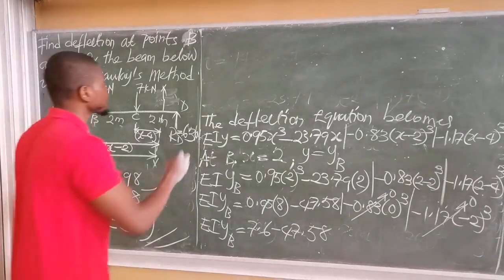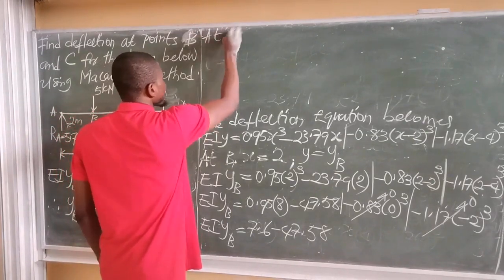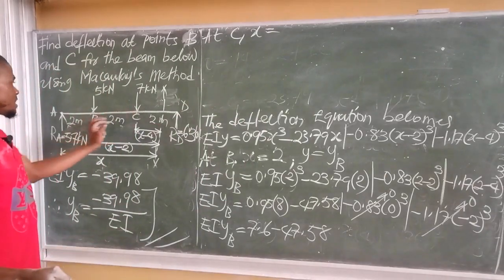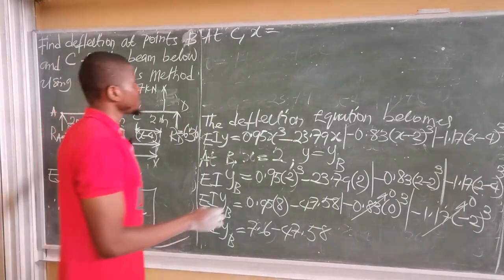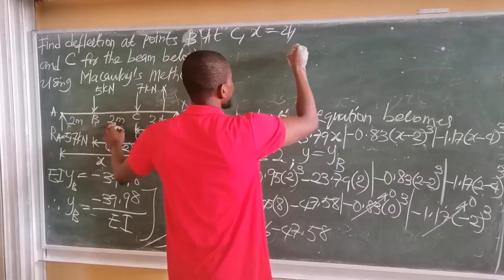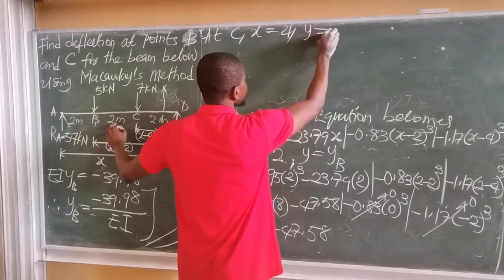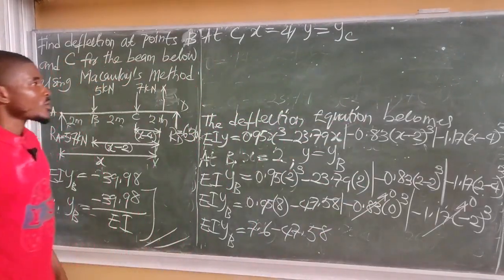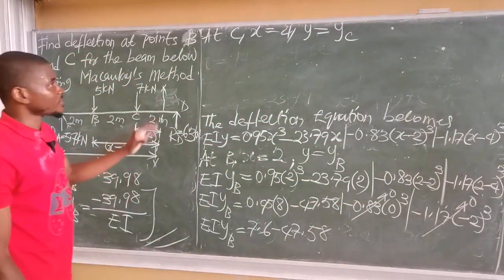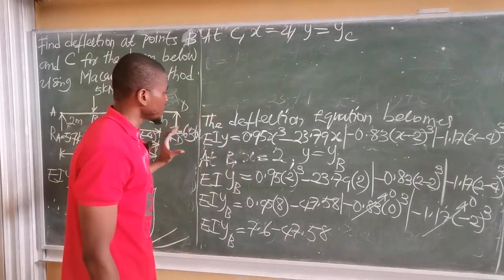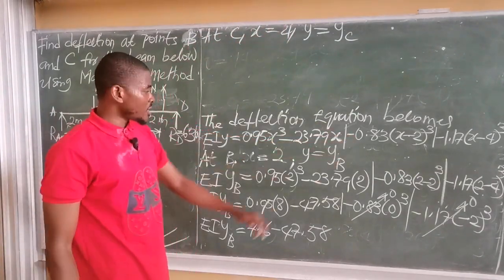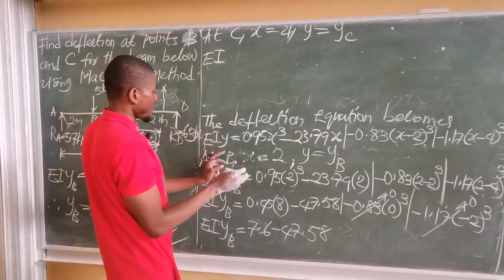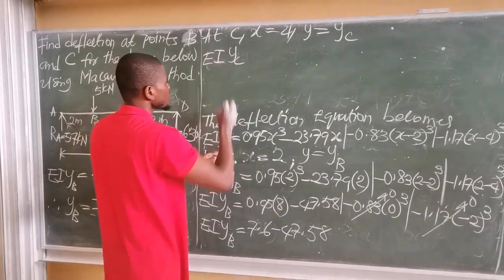All right, so at C, x is equal to total length from A to C, which is simply what? 4. So at C, x equals 4, and y at that point, deflection at that point is simply called deflection at point C. So we simply call that YC. So we simply substitute these boundary conditions into what? The deflection equation.